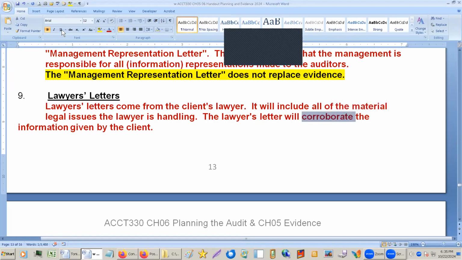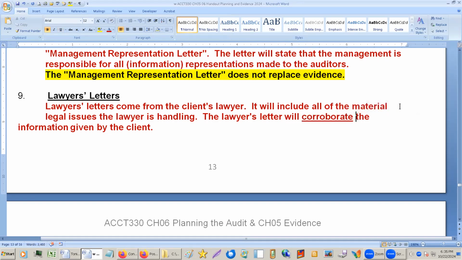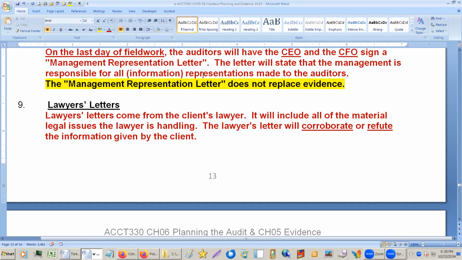So it'll corroborate or refute. I'll put that in there. If the client was lying to you. Your main people you talk to are going to be the client, but the lawyer letter will corroborate or refute the information given by the client. So if they say that this lawsuit might be settled for $10,000, the lawyer letter should say that.